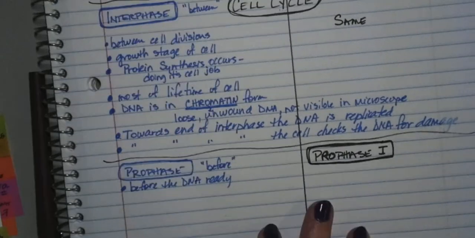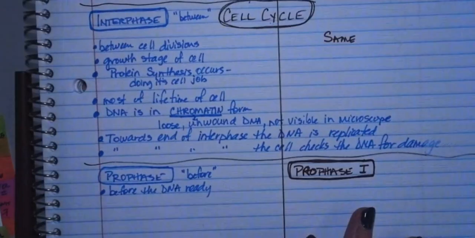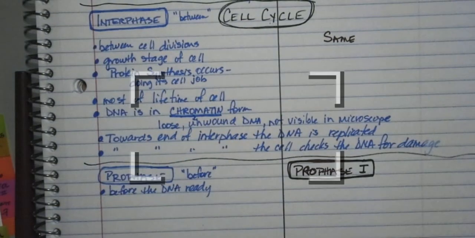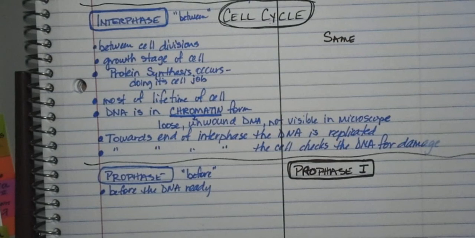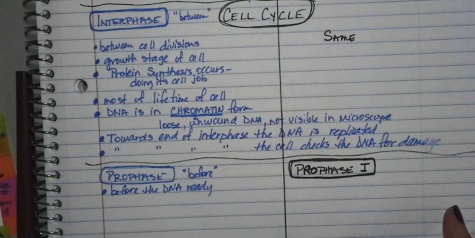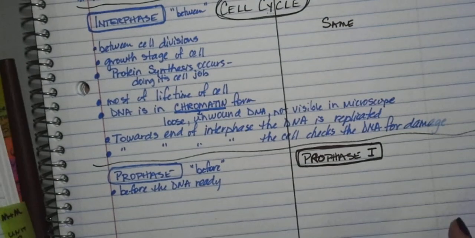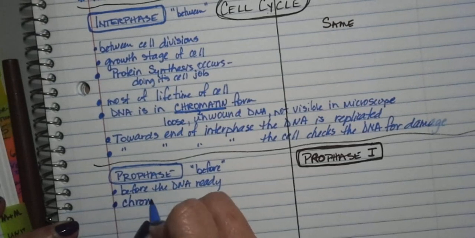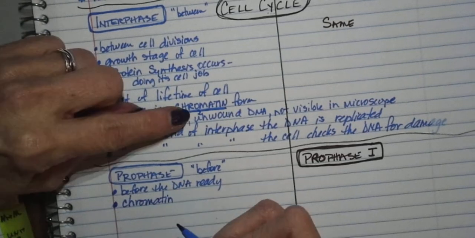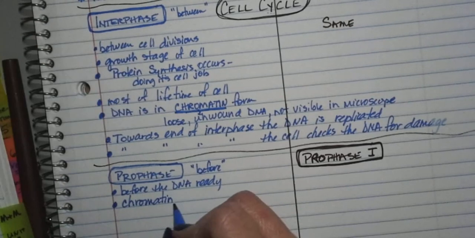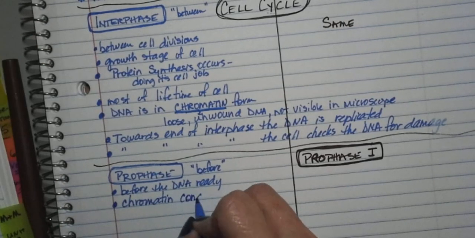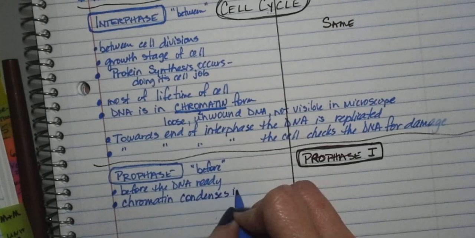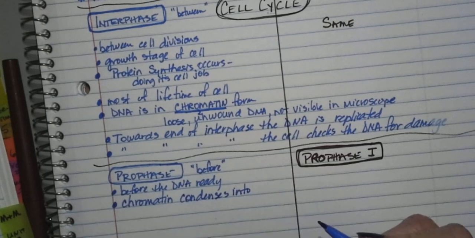Okay. All right, so prophase means before, it's before the DNA is ready. During this time, the chromatin, remember chromatin is loose, unwound DNA, condenses into chromatid form. Okay, really similar words. See that? The only difference is the ending on the letter. So here's another word that you need to know right here, chromatid form.